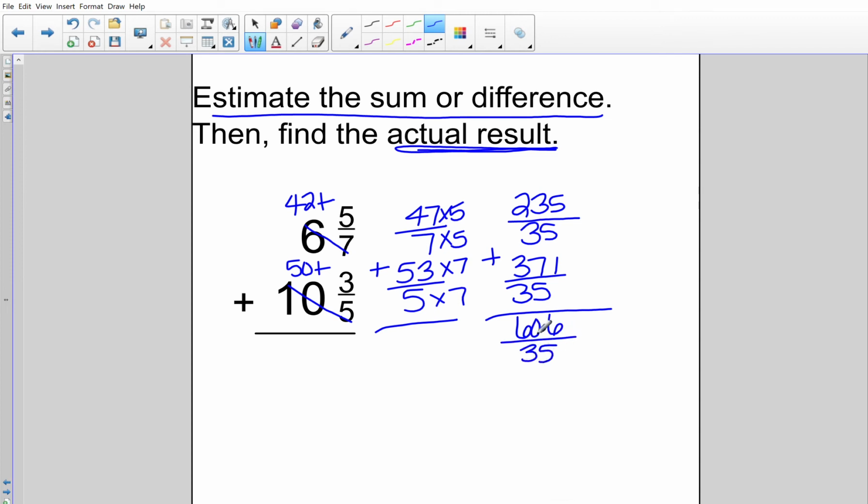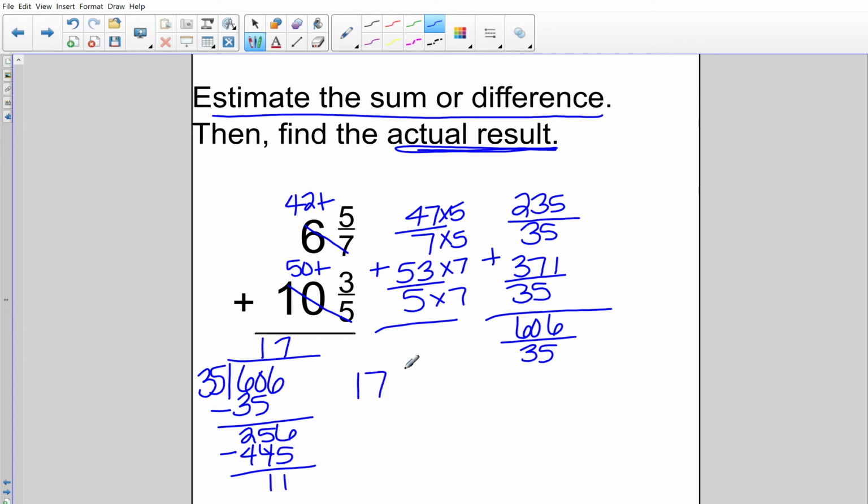Okay, so this isn't going to be easy to estimate with, so I'm going to have to change it to a mixed number. So I'll take my 606 and divide it by 35. 35 is only going to go into 60 once. So I can subtract that, and I think that's going to give me 256. Yes, I think I can go into that about 7 times. That's 245. When I subtract, I have 11. So my actual answer is 17 and 11 over 35. So that would be my actual.